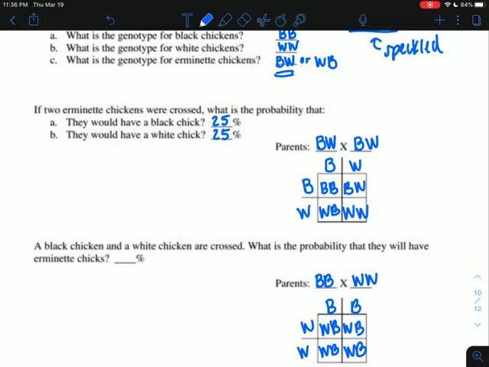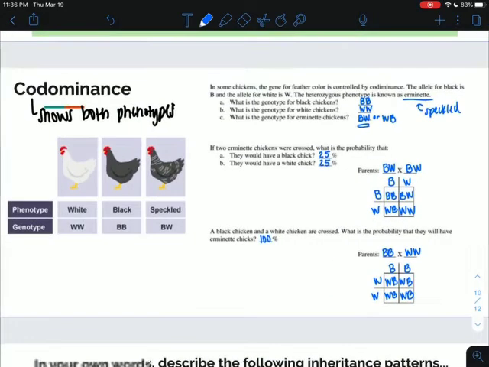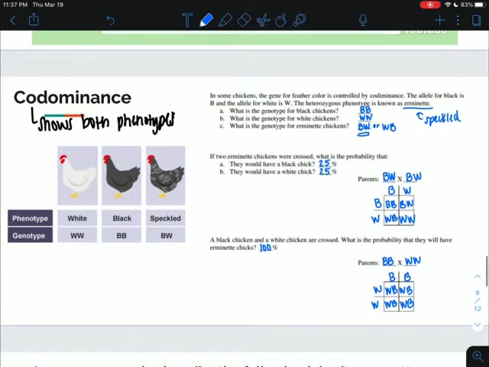So next, the rest of the question says, what is the probability that we're going to have a speckled chicken? Well, to be a speckled chicken, it has to have that BW or WB. So since all four of them have that, we're going to say it's a 100% chance. All right, and that's pretty much it for codominance. Again, both alleles are being shown fully.